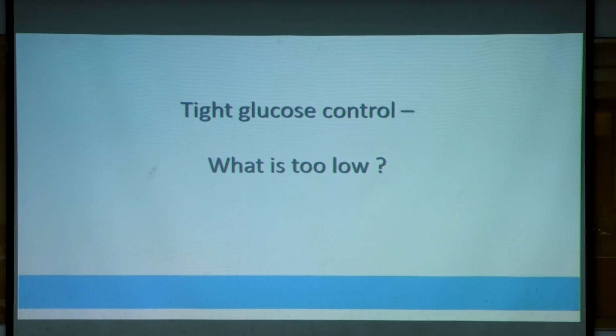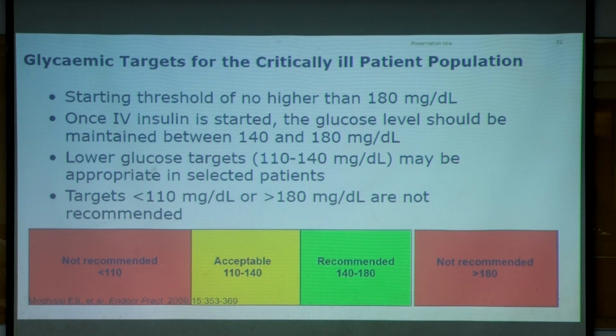How much do we have to achieve? These are the parameters given in the AACE and ADA guidelines: the glycemic targets for critically ill patients. The starting threshold is no higher than 180 mg/dL. Once IV insulin is started, the glucose level should be maintained between 140 to 180, and a lower target of 110 to 140 may be appropriate in selected patients. Targets of less than 110 or more than 180 are not recommended.